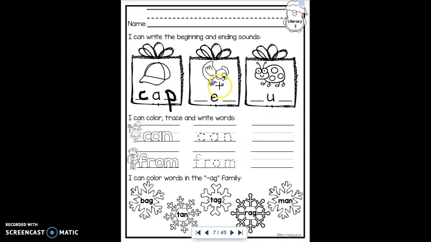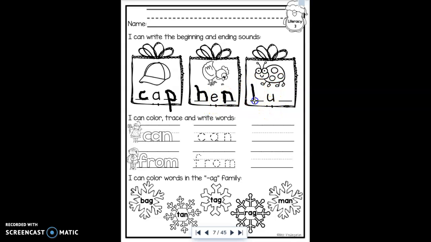Now I have a hen. I know this is hen because I see that E in the middle, and I know it's just a CVC word, a consonant, vowel, consonant. Okay, so it's the beginning sound. That's an H. There's my lowercase h. Hen. H-E-N.